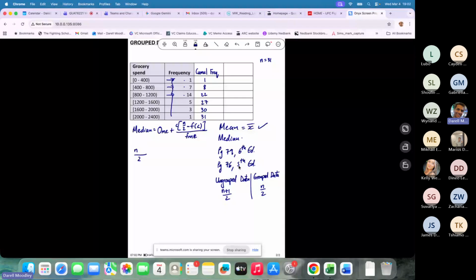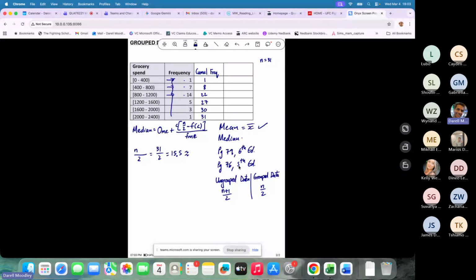Now with that being said, because we're dealing with group data, we're going to use the N over 2 formula. So it's 31 customers over 2, and if you work that out, you will get 15.5. Let's round it up, because you can't get a 15.5 customer when you're dealing with group data, because your frequency is whole numbers. So always round it up to 16. So we're looking for the 16th customer.